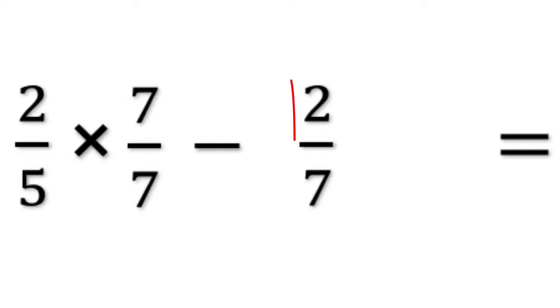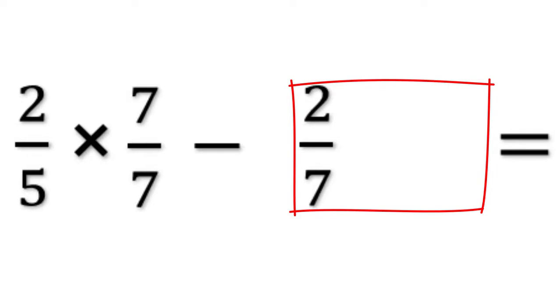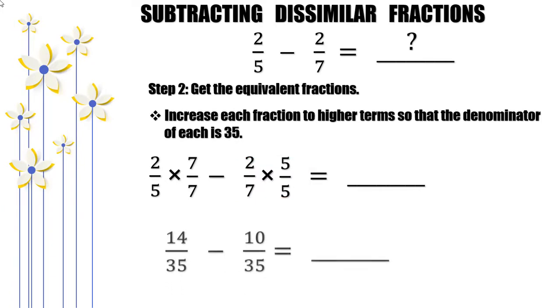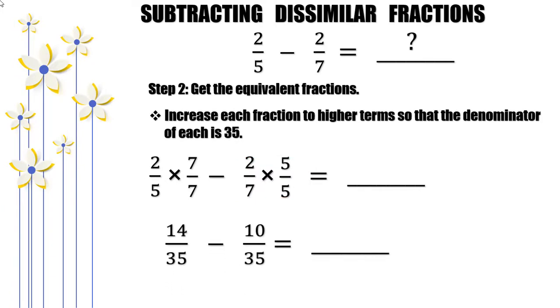Now we proceed to the next fraction, 2/7. We need to find a number that when multiplied to the denominator 7 will make it 35. And that number is 5. Next, we multiply 5 to the numerator and denominator, giving us 10/35. Now we have 14/35 minus 10/35.